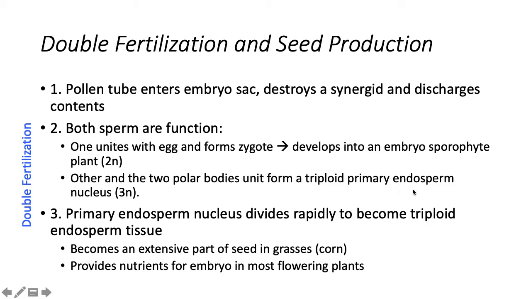Now that primary endosperm is going to rapidly divide and turn into endosperm tissue, because before it was just a nucleus, and now it's going to go through multiple rounds of division and become tissue. And endosperm provides nutrients for that young embryo in most flowering plants.